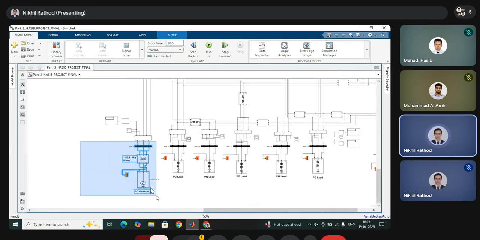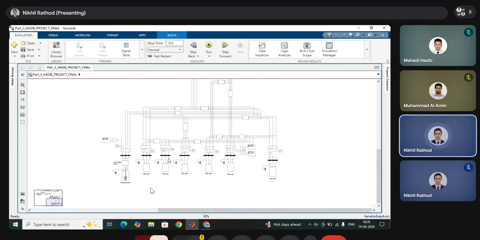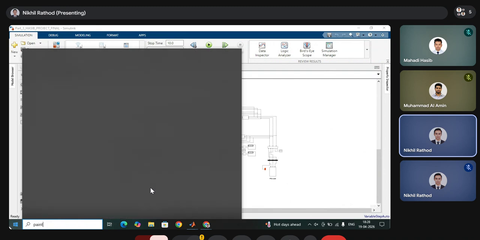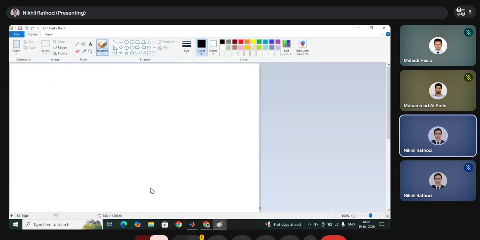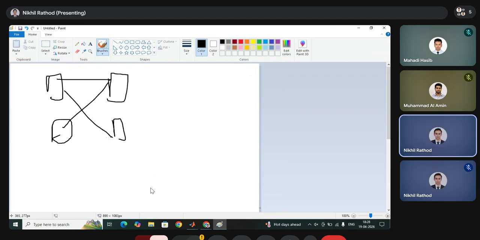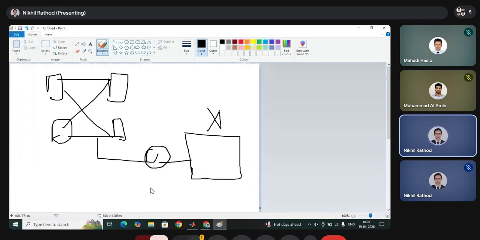PQ generators are mostly used in blackout conditions. Why are we using them? Because a grid means a number of power plants connected together into one single interconnected grid. So this is power plant A, B, C, D, all connected together, and this is power plant X where you are working. Let's say you are feeding power through this main breaker, this main switch, to your power plant. Let's say you have a PV generator and a PQ generator.